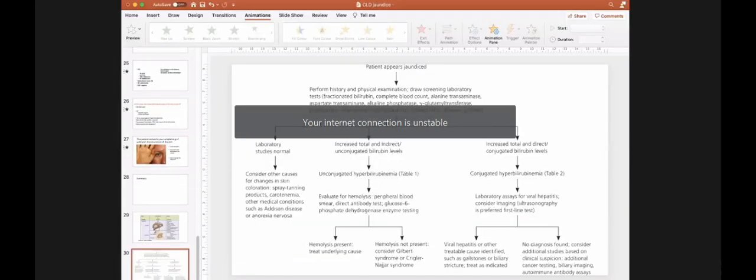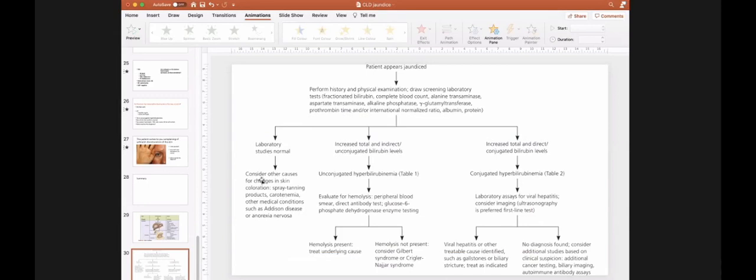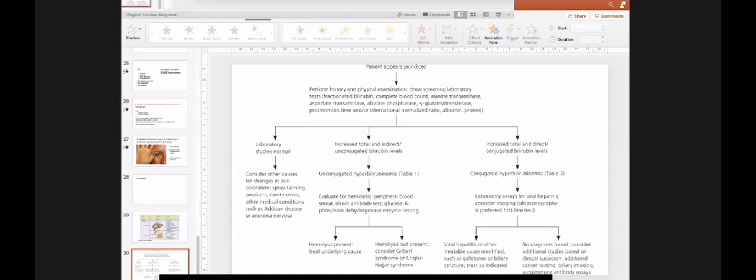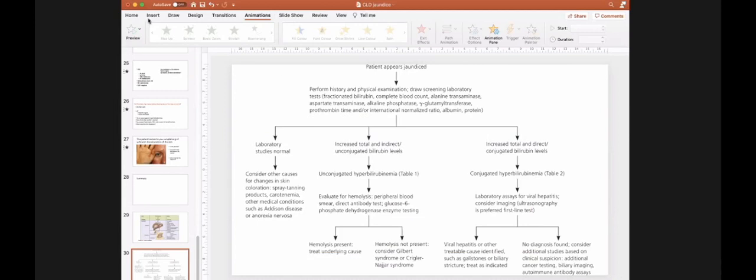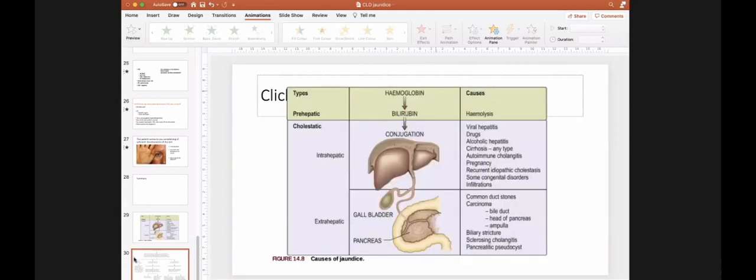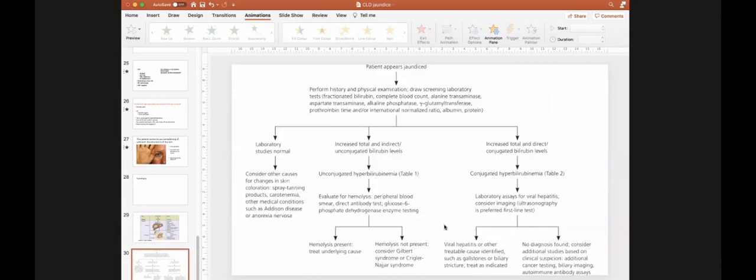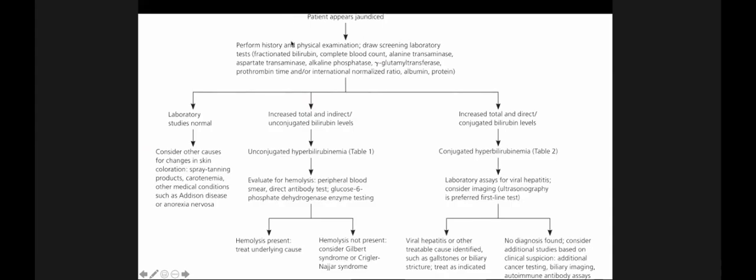Right. So this slide, I hope you can see it, is from the American College of Family Practitioners. It's about the approach to a patient with jaundice. So let's just have a look at what they say. The patient appears jaundiced, you are going to perform a history and physical examination.